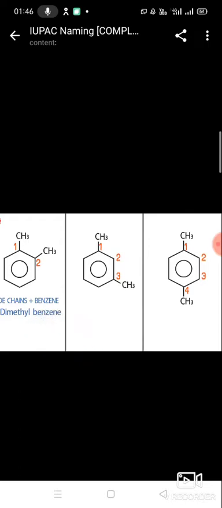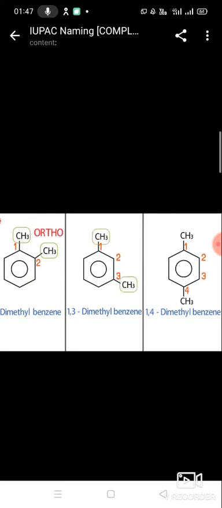So in dimethyl benzene, two methyl groups are present, and their positions differ. First one is 1,2 dimethyl, next one is 1,3 dimethyl, next one is 1,4 dimethyl. All those are on one benzene ring. If they are on consecutive carbons, it is the ortho position. If there is one carbon between them, it is the meta position. On the opposite side, it is known as the para position.